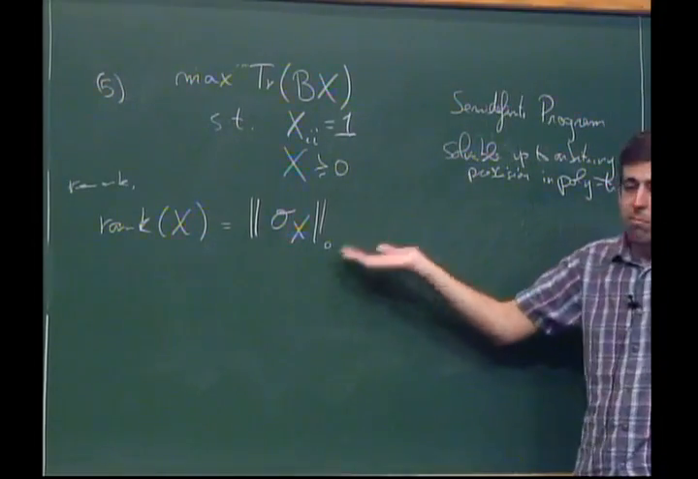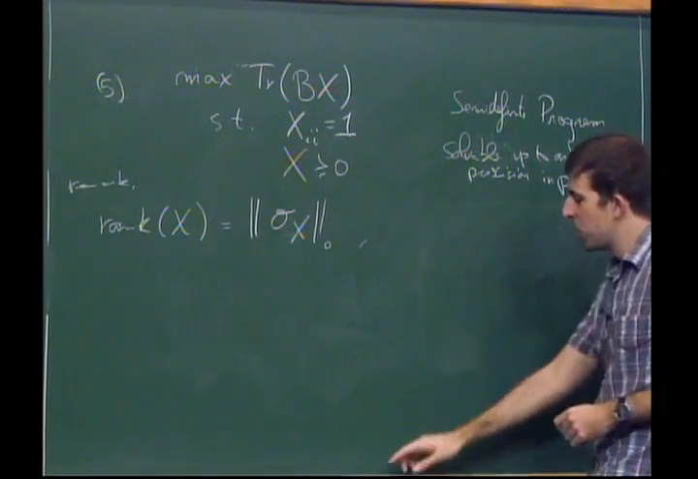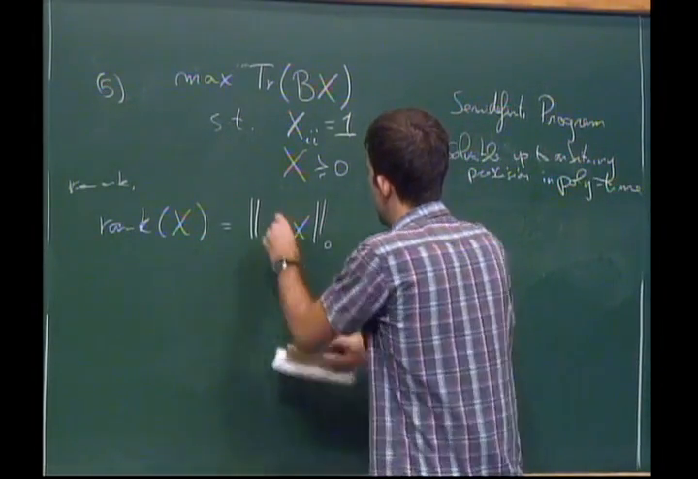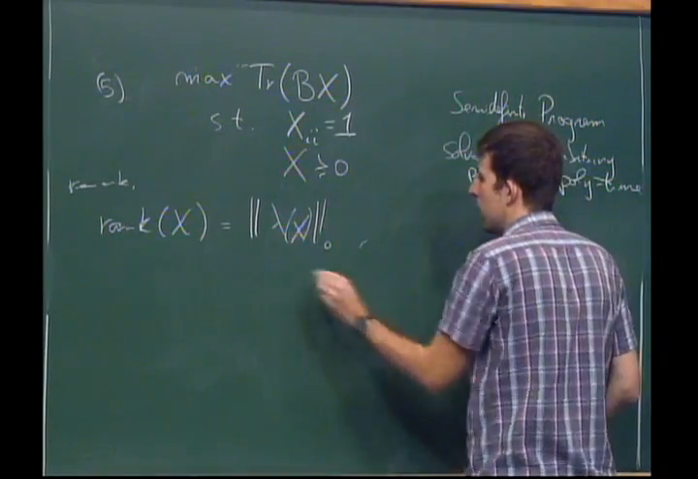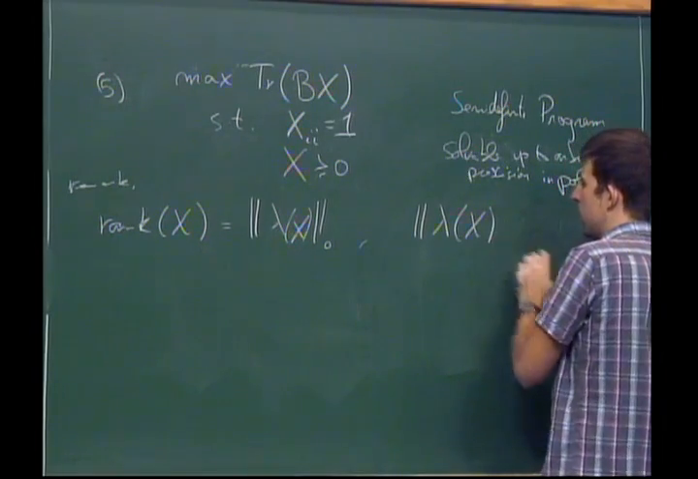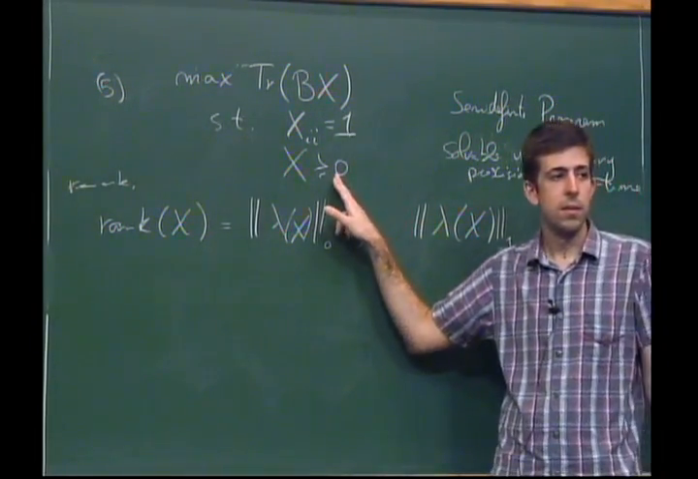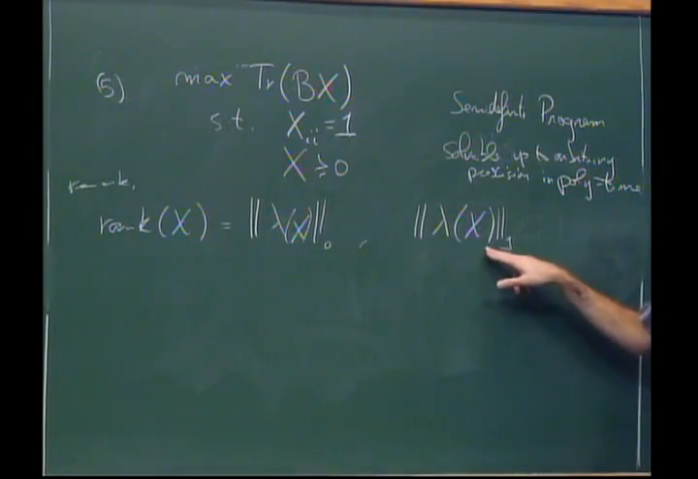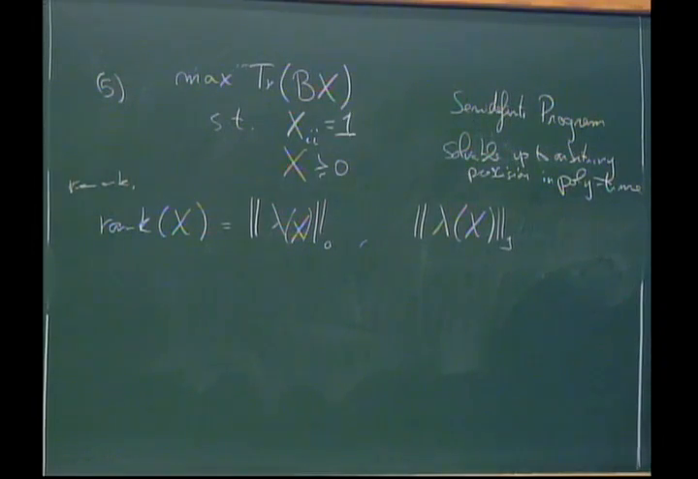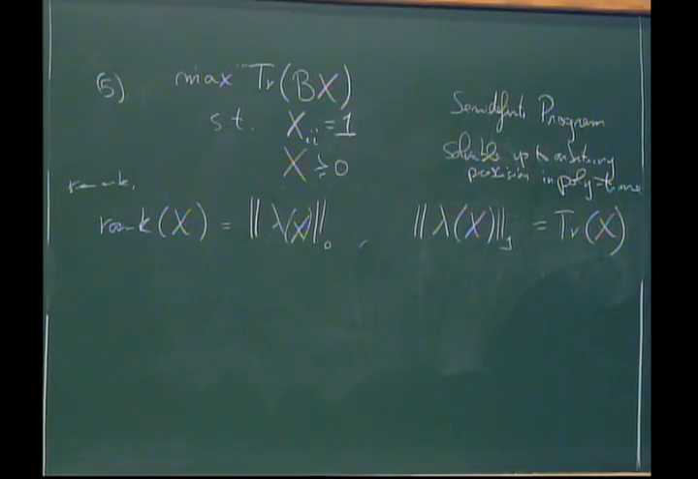So you could try, okay, you learned yesterday that you can't do L0 norm, you just do L1, and you could try to minimize, let me do it with eigenvalues instead, the L1 norm of the eigenvalues of x. But the eigenvalues of x here are all non-negative, and so the L1 norm of the eigenvalues of x is just the sum of them, and this is the trace of x. So it would make sense to minimize the trace of x.